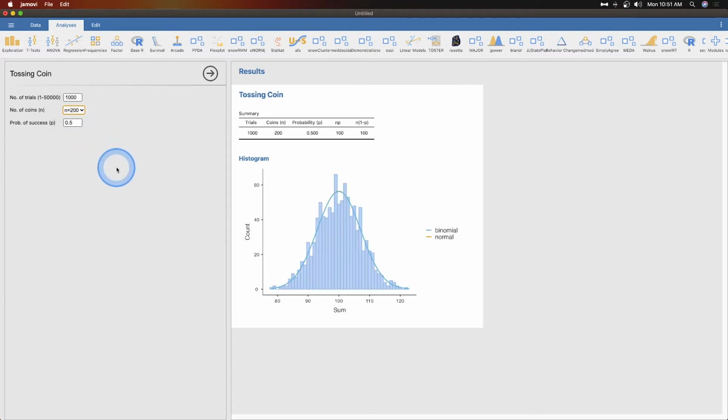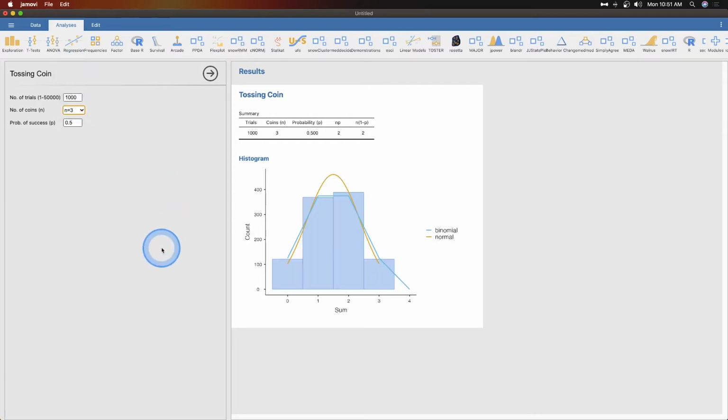But let's change it to n of 200, and you can clearly see that with a fair coin and 1,000 flips, the binomial distribution and the normal distribution are essentially the same. But if we go back to n of 20, you can see that the binomial distribution is slightly different than the normal distribution. There's a tail to the binomial distribution.